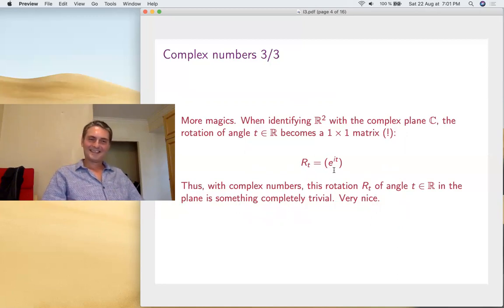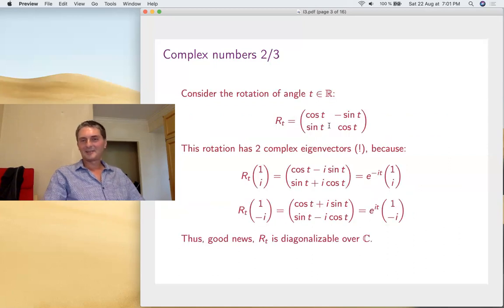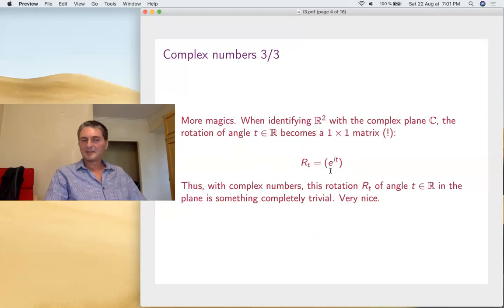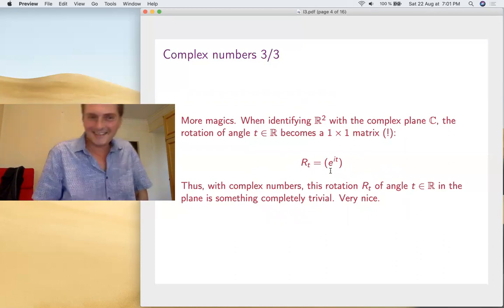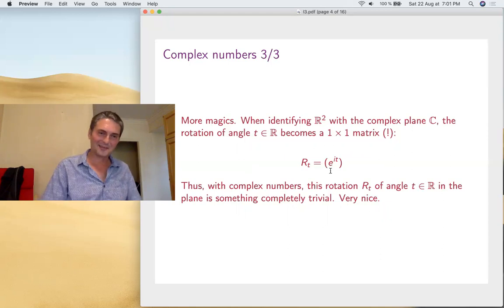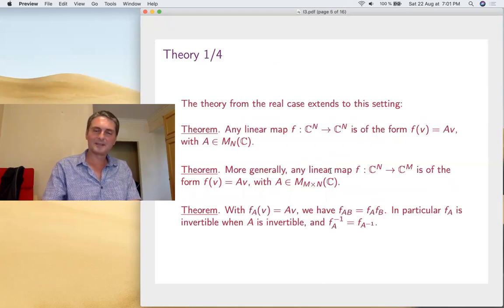So this is perhaps even more powerful. I mean, this rotation can be diagonalized in C. That's very good. It's even better. It's something completely trivial if you look at it in this way. So this is the scary matrix, the rotation of angle T. It's not at all scary complex. It's just a number.